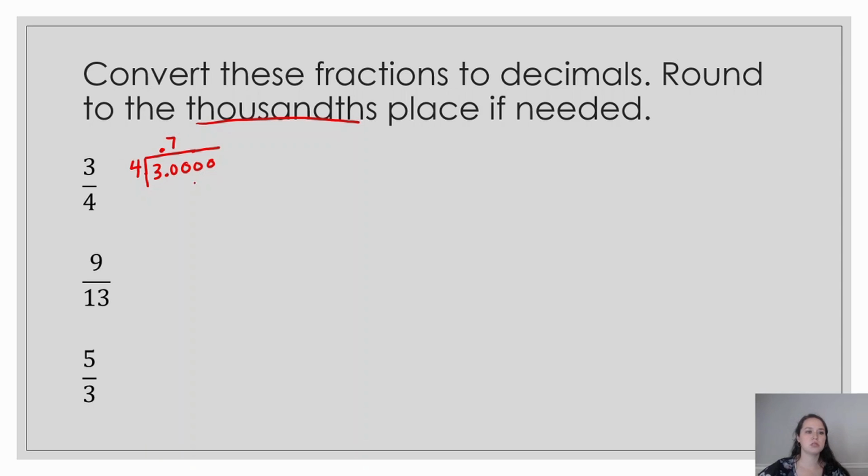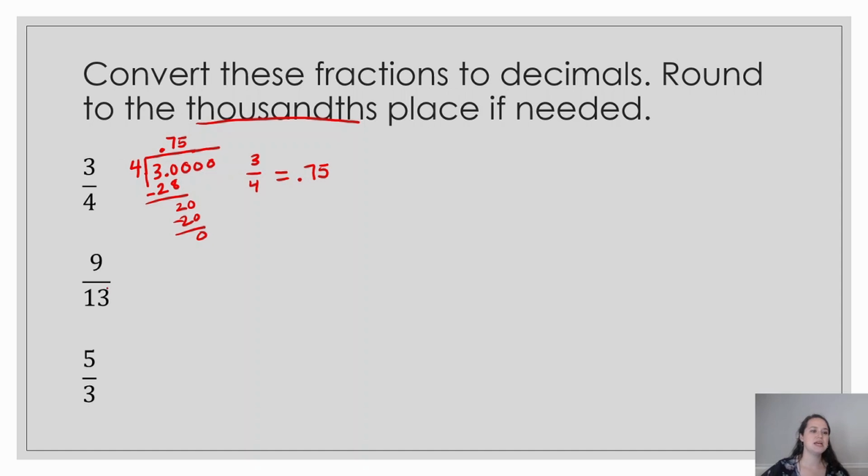4 goes into 3... 7 times, 28, 2, 0, and that's 5, 20, not 10. So that would be 0.75. I would memorize that one. I'm going to have a list that I suggest you should memorize on, I think, the next slide. So 3 over 4 is 0.75. Think 3 out of 4 quarters is 75 cents.